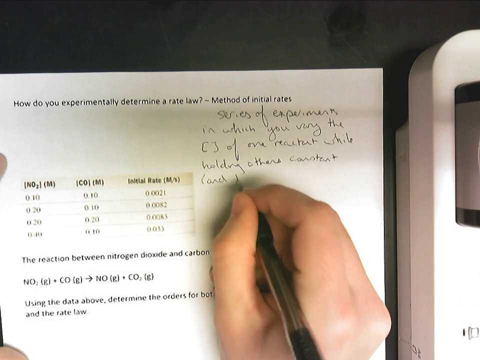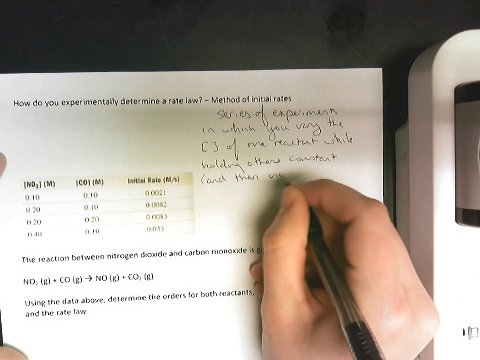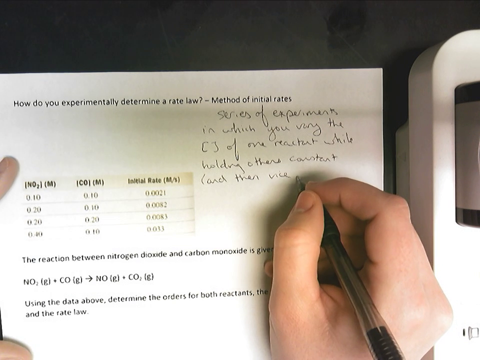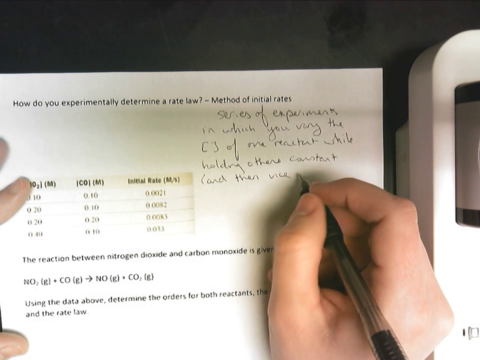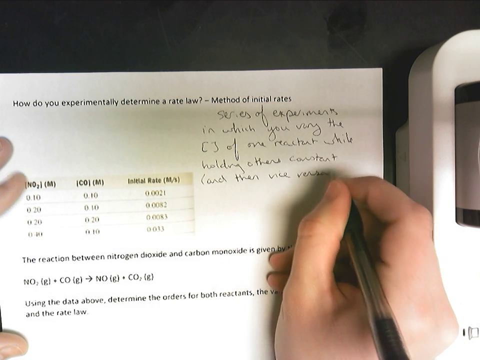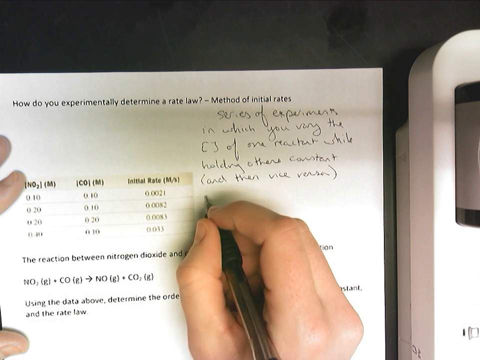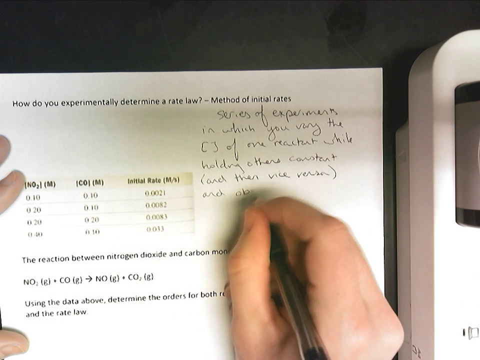And then vice versa. What I mean is then you would hold that one constant while changing up the other ones, and observe the effect on rate.